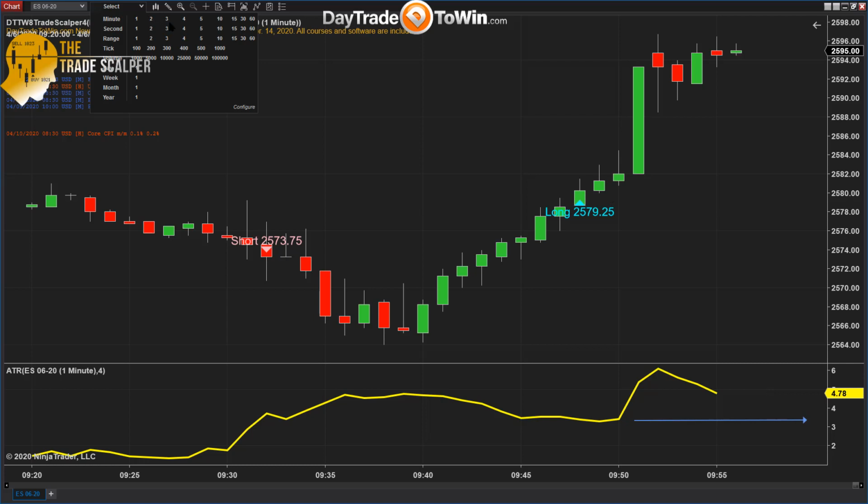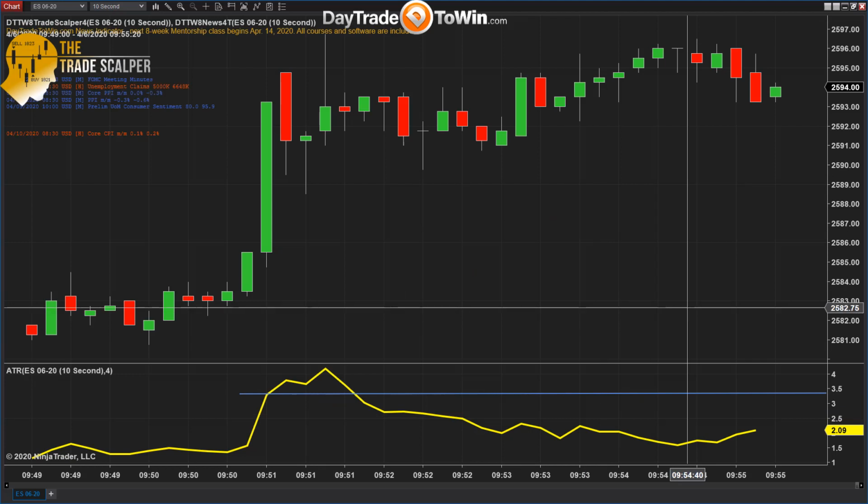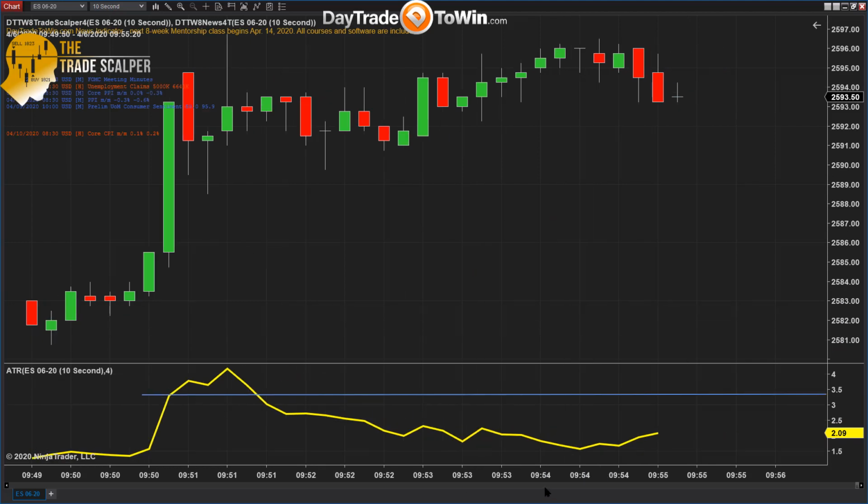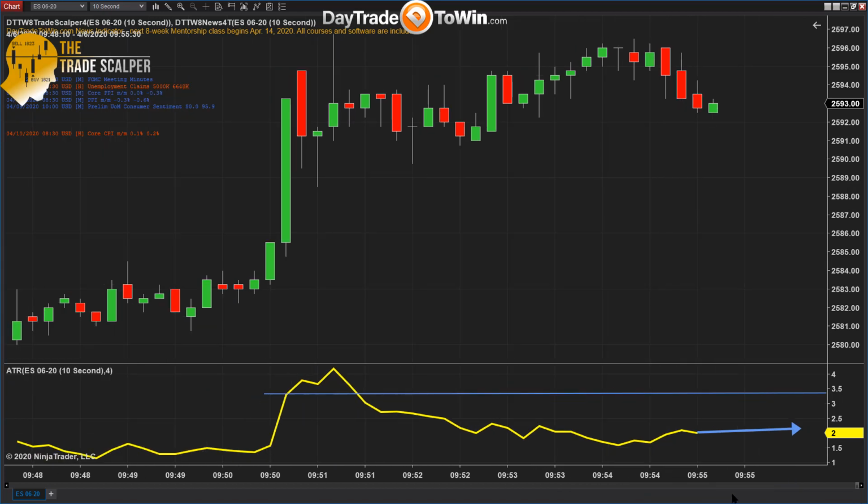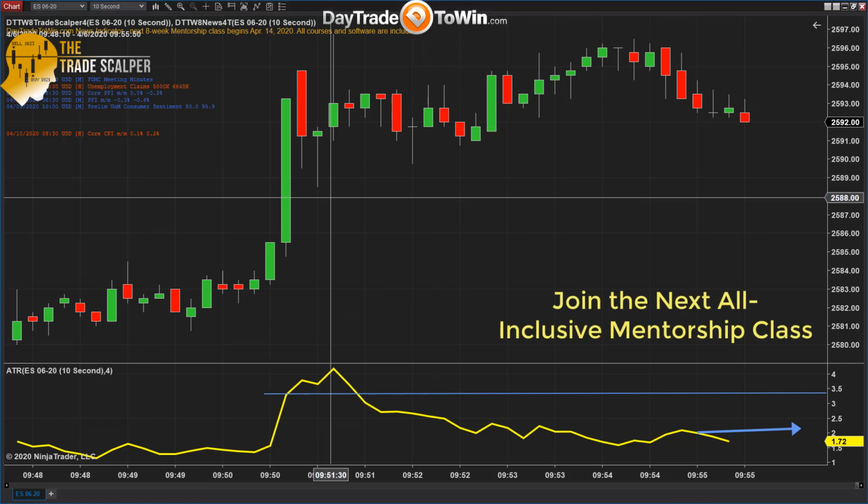So if I just change this to, let's say, a 10-second chart. Okay, this is a 10-second chart. The volatility is 2 points, so the volatility is now more in line with the risk that I want to be involved with when trading. The signals will be based off the ATR of 2 points, stop and target. It should be relatively the same.